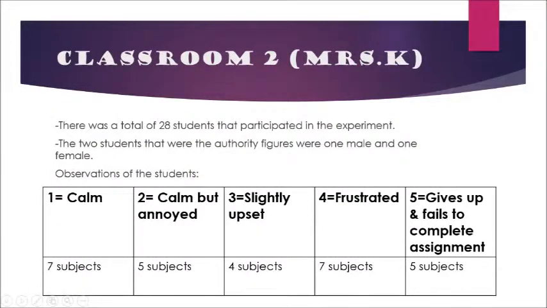In the second classroom, there was a total of 28 students that participated in the experiment. The two students that were the authority figures were a male and a female. Observations were 7 subjects were calm, 5 subjects were calm but annoyed, 4 were upset, 7 were frustrated, and 5 gave up.